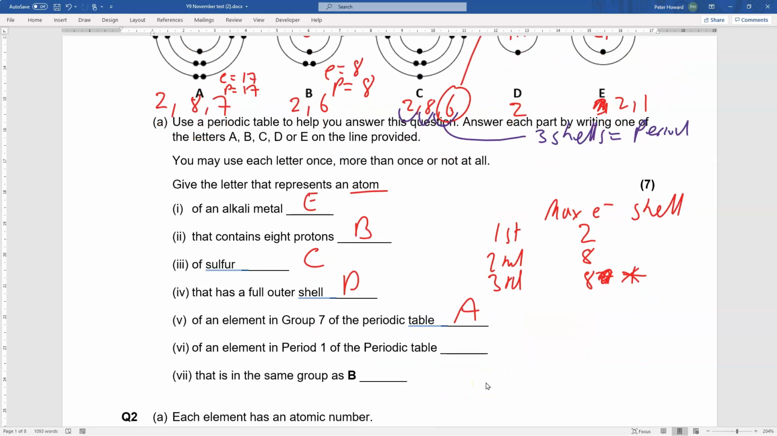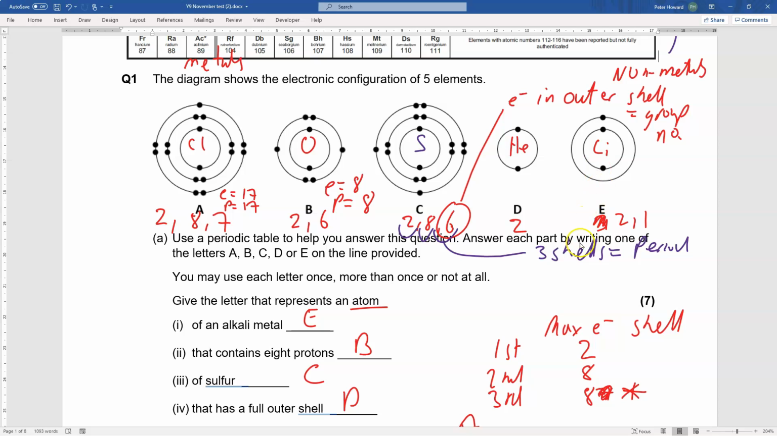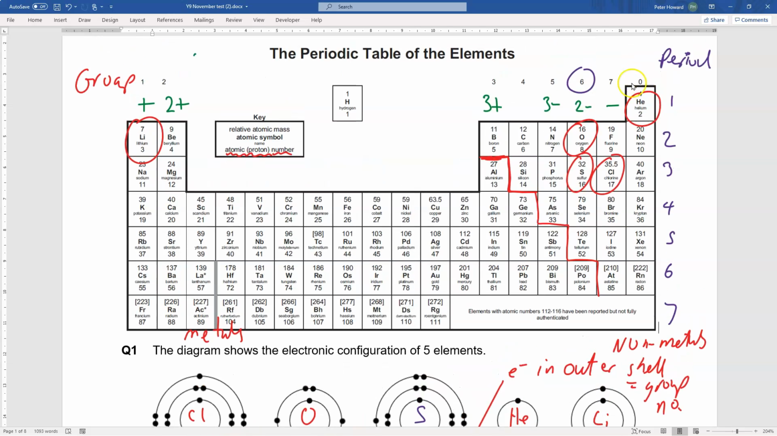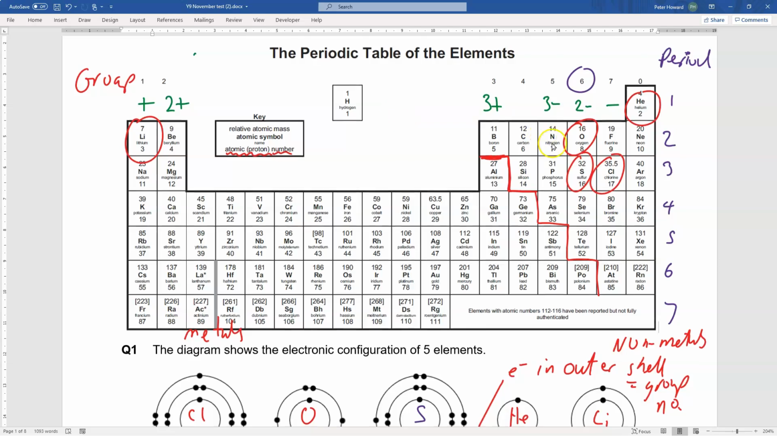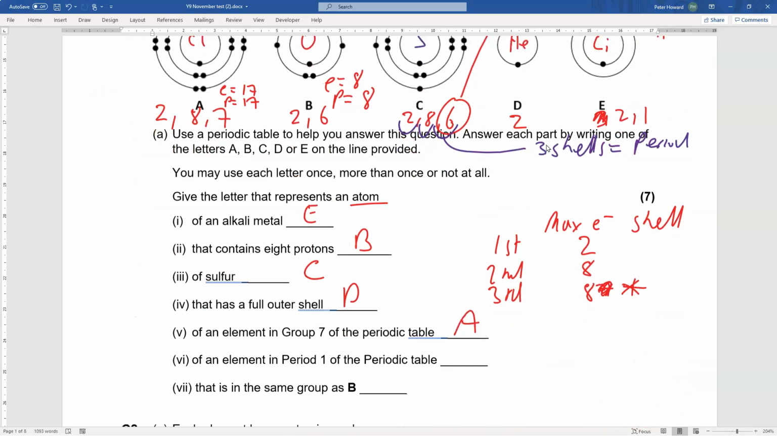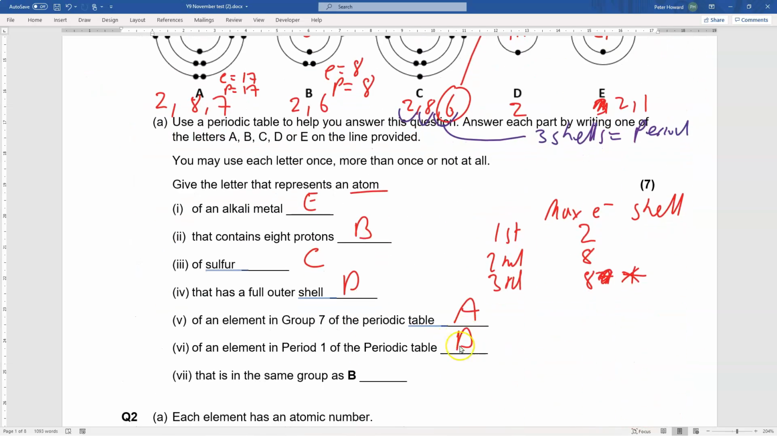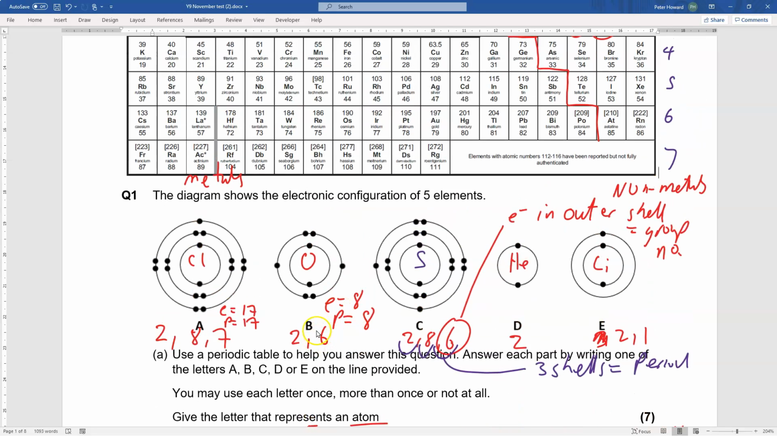And in period 1 of the periodic table, we've just said the number of shells is equal to the period. So this has only got 1 shell of electrons, so that's the only one found in period 1. We can also check on the periodic table. Helium is the only element in period 1 of the elements we have a choice of, so that is D. And then in the same group as B, B is in group 6. What else is in group 6? The answer is going to be C.